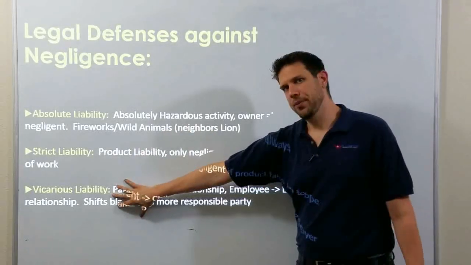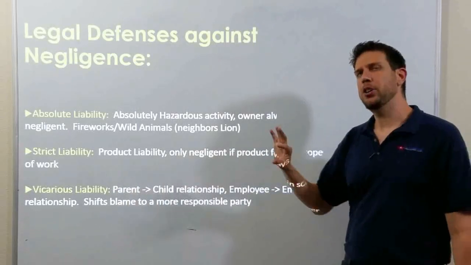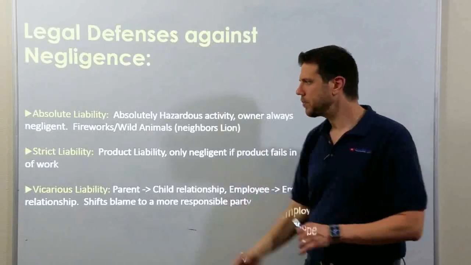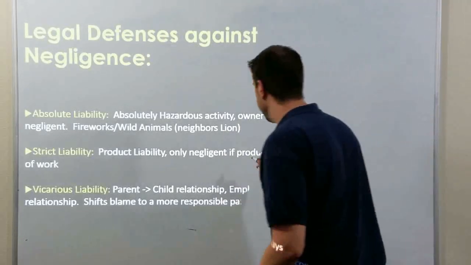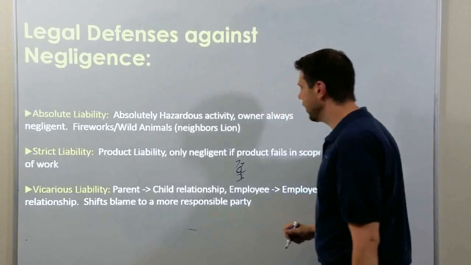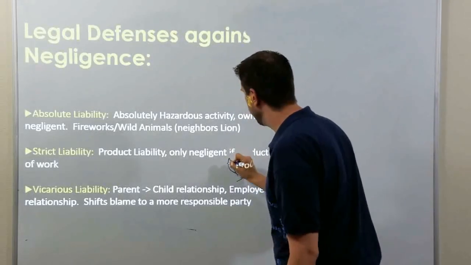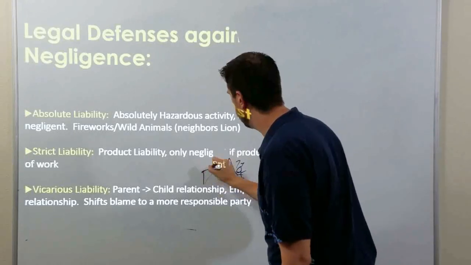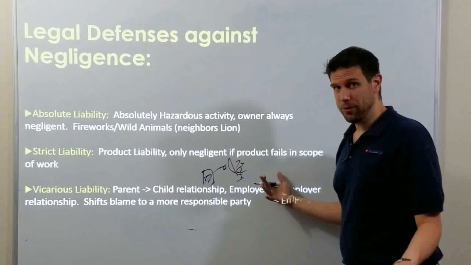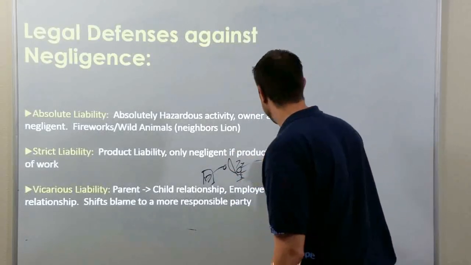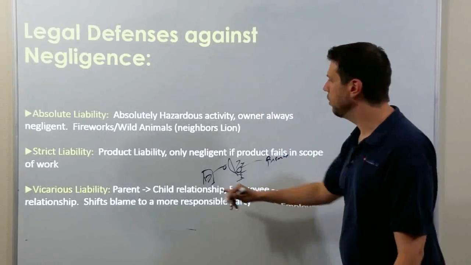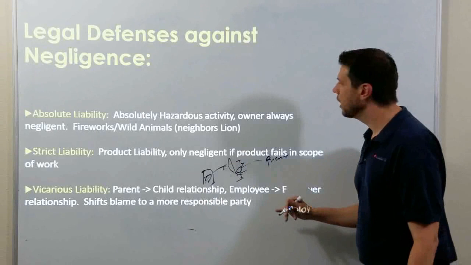Vicarious liability is where you shift the blame to a more responsible party. So like, let's say you have a child who's 7 years old and they are playing baseball and they hit a ball through a house window. You're not going to sue the child. You're not going to get any money from a kid. So you sue the kid's parents. The parents are vicariously liable for the actions of the child.